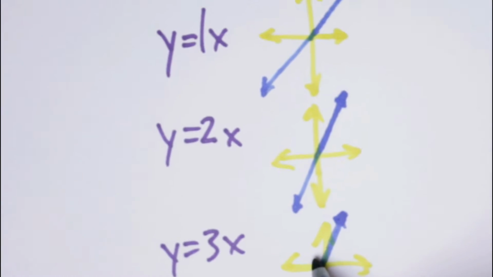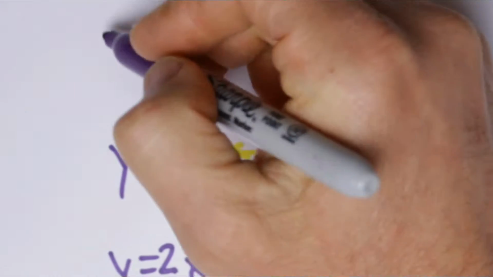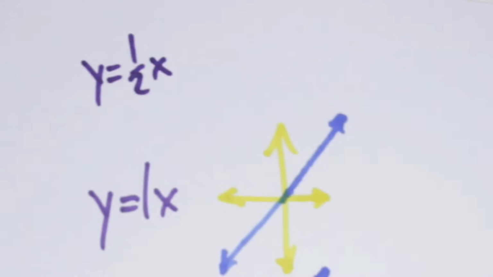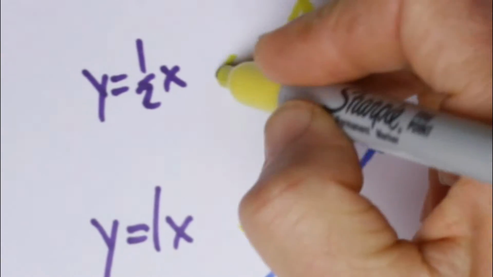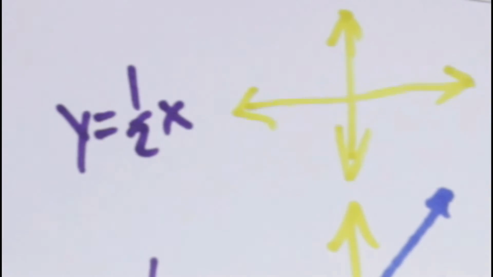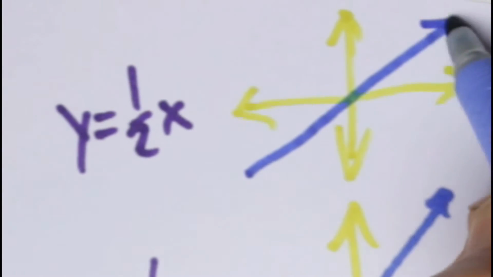As it got smaller, like if we did y equals 1/2 x, then for every 2 x's you hopped, it would only get 1 taller. So the bunny would have to hop twice to the right to get its carrot.